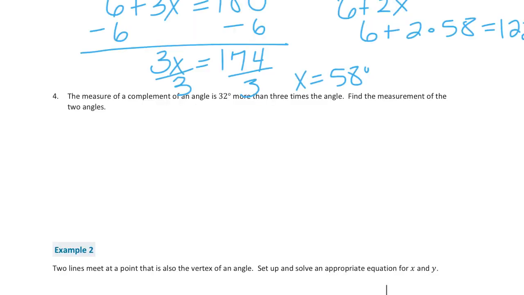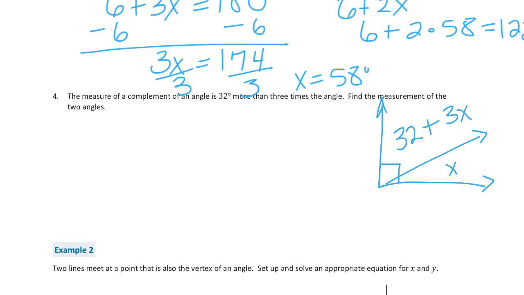Okay, number 4 says the measure of a complement of an angle is 32 more than 3 times the angle. Find the measurement of the two angles. So our two angles are complementary, meaning they add up to 90. So we split that into 2, and so we have our first angle, and then the second one is 32 more, so we're adding 3 times the first angle. So now we want to write that in an equation. 32 plus 3x plus x equals 90.